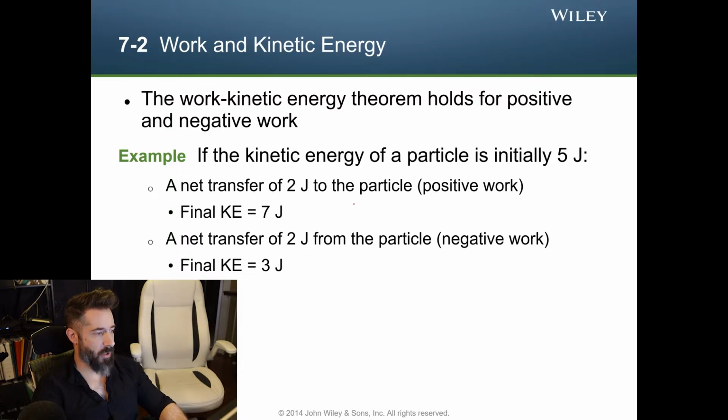Positive and negative work. They give not really an example, just a kind of numerical example. If the kinetic energy of a particle is initially 5 joules, a net transfer of 2 joules to the particle is then added. It's positive. You get 7 joules, so it's positive work done. A net transfer of 2 joules from the particle, and now it is negative because we have subtracted them.